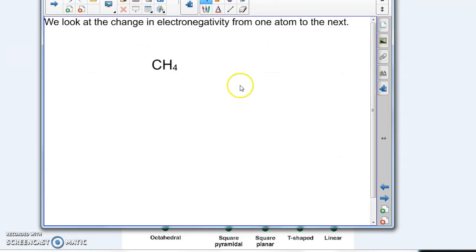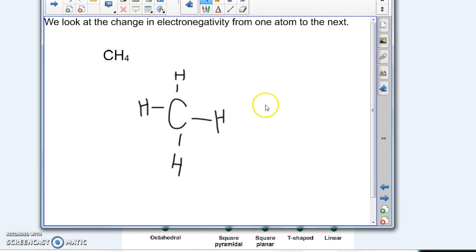So what we do when we look at this, the first thing we do is draw out the molecule. So carbon with 4 hydrogens is going to give us this shape. So now that we have our shape, we want to use this shape. We want to figure out the differences in electronegativity.